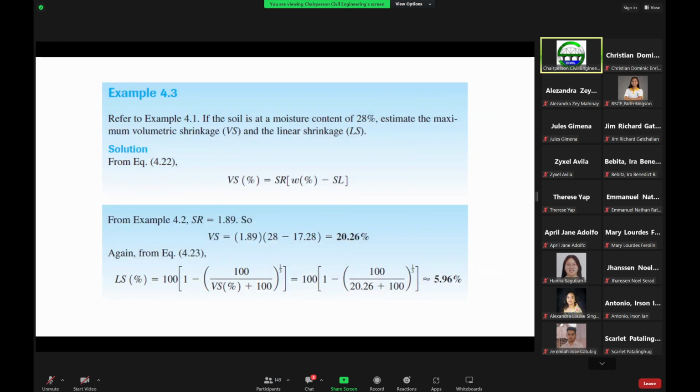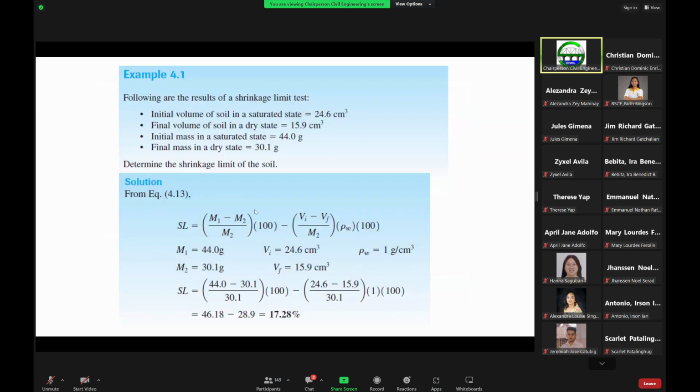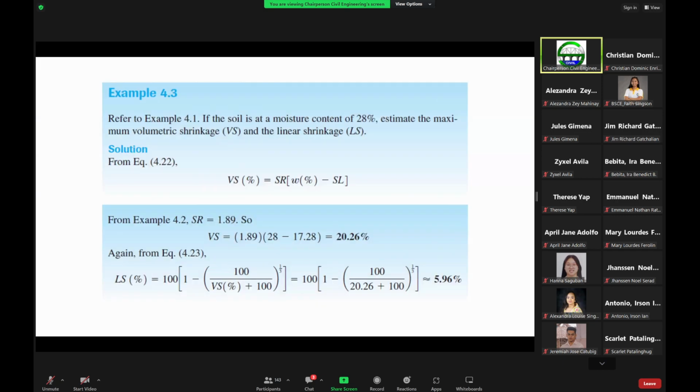Again, referring to the same example, the same given. If the soil is at a moisture content of 28%, then we are also asked to estimate the maximum volumetric shrinkage as well as the linear shrinkage.